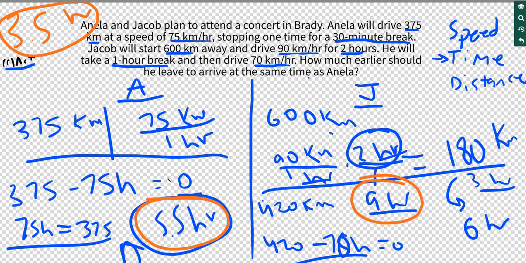Now, to be honest, this is a completely stupid question, because if you were trying to plan a trip, you know how long the breaks are going to take, so no one would ever do that. But there you go. That's this question.